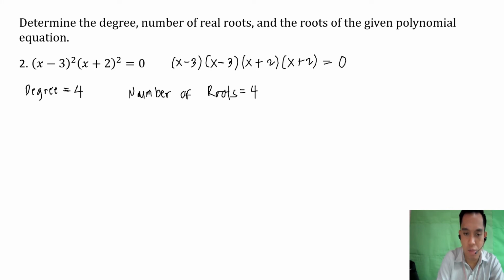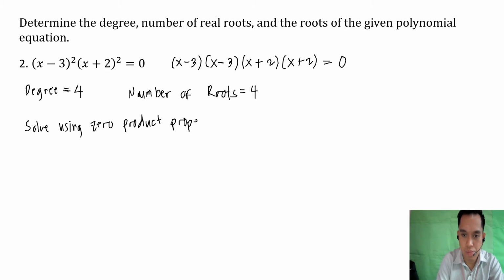Then, solve using the zero product property. Okay, so we have x minus 3 equals 0, and that will become x equals, okay, positive 3. So the same also with the other one. Pareho lang naman yan. So x minus 3 equals 0, so that will become x equals positive 3.